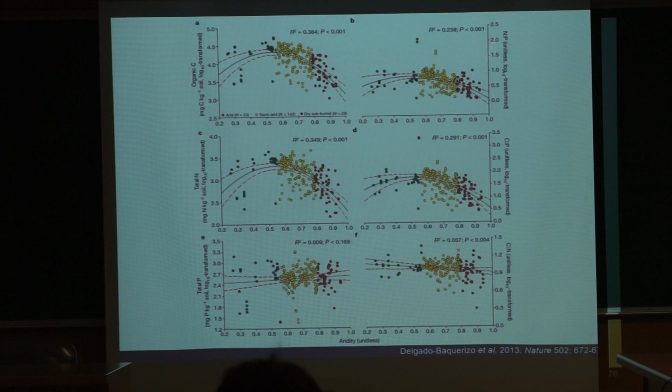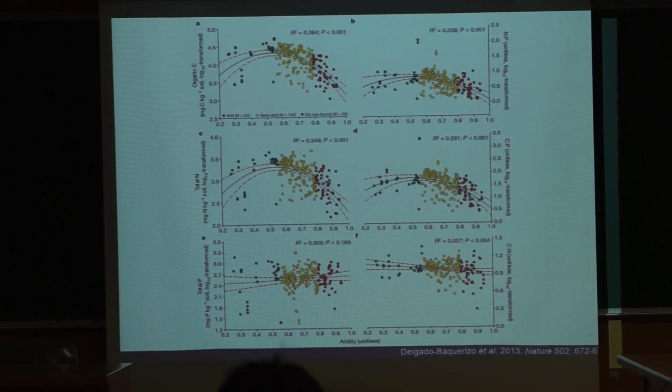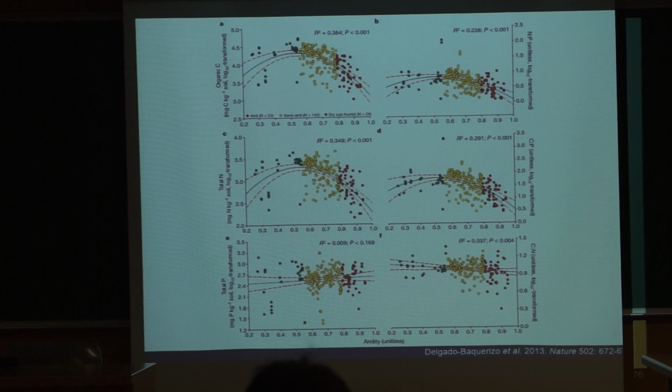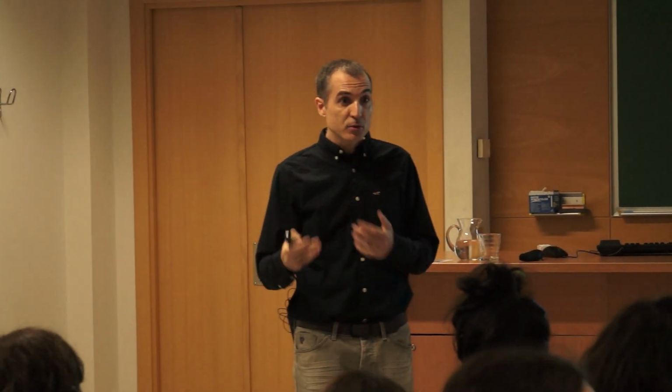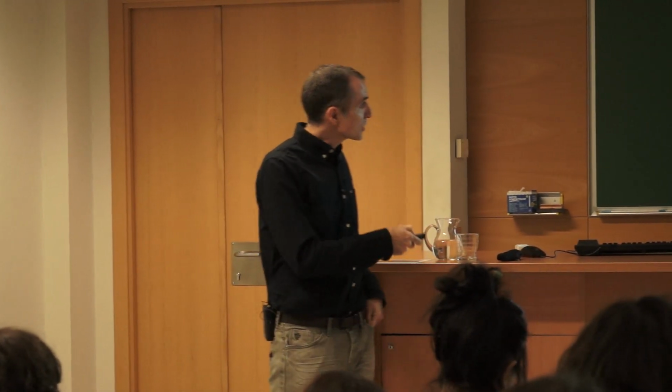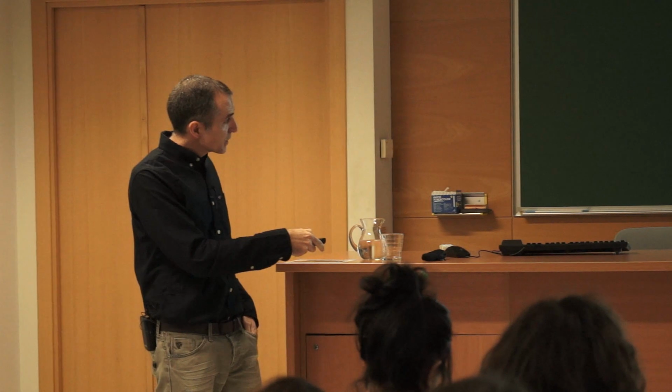So what this data suggests is that as we increase in aridity, we find important declines in those elements that are mostly under biological control, carbon and nitrogen. Basically, as you increase aridity, you reduce vegetation and the cover of plants a lot, and then the organic inputs to the system are reduced. So carbon and nitrogen in the soil reduce, but phosphorus increases.